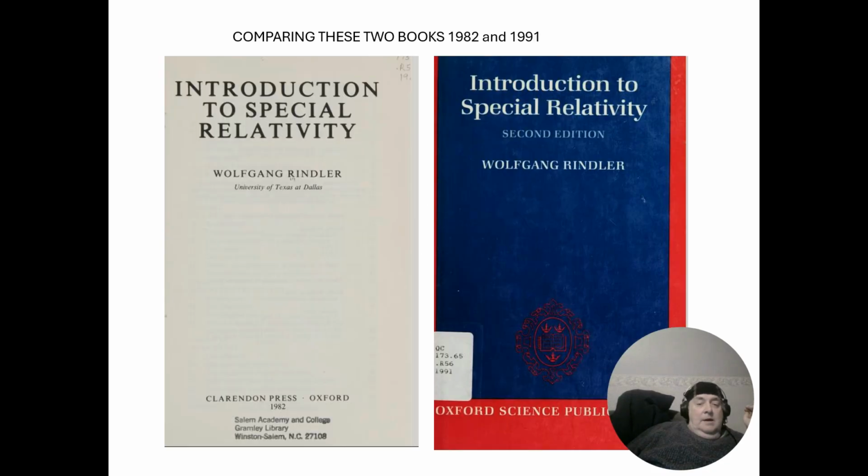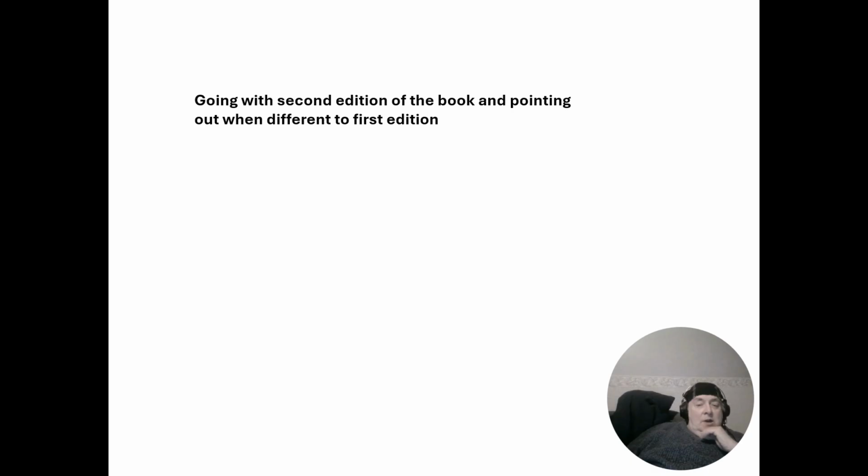So here are the two books we're contrasting. It's Introduction to Special Relativity by Wolfgang Rindler. The original publication is shown there on the left hand side, and the second edition of the book is shown on the right, which was done in 1991. So I'm mainly going with the second edition of the book and pointing out when it's different to the first edition.